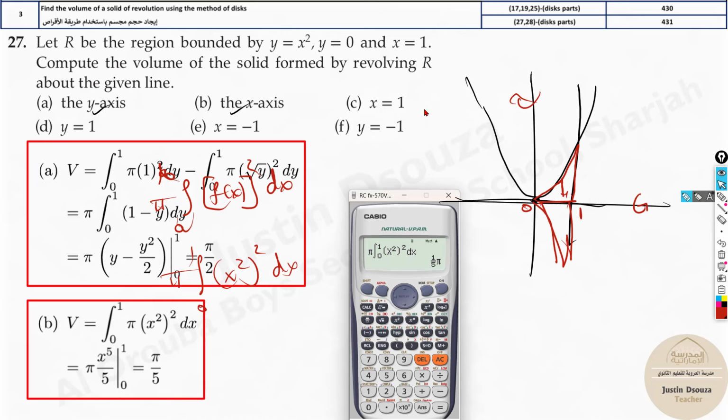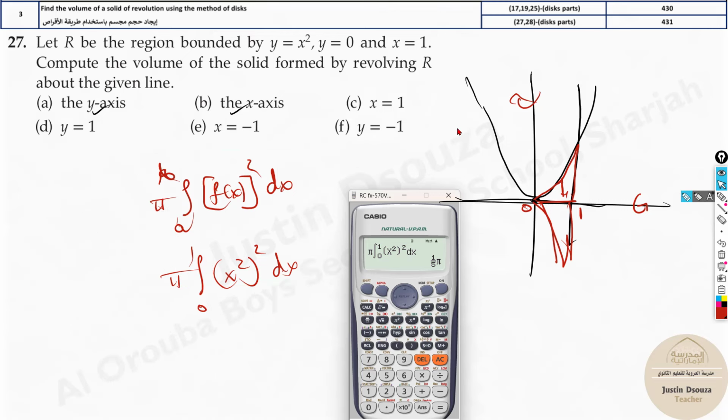Now over here, let's do this one. Let's do C. Why? Because C will also be the method of disks. Now I will just erase a little bit. I'll just remove this part. This is just a rough sketch over here.